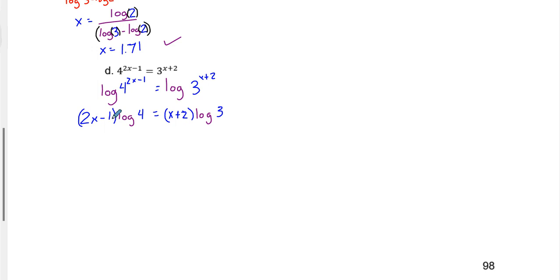Now our work here is because of that binomial. We have to distribute that onto our log 4. And this one, this x plus 2, also has to get distributed onto our log 3. So I'm just going to write a whole bunch of my blues. 2x log 4 subtract a log 4 would equal an x log 3, add a 2 log 3. I'm just leaving the space for my logs.